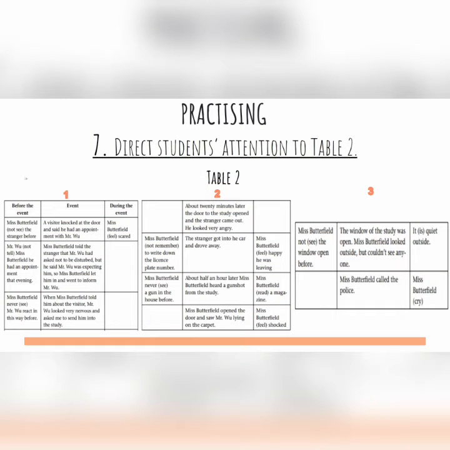Now, in step 7, we're going to direct a student's attention to table 2, the one that you're seeing right now. We're going to tell them that additional information has been added in the right and left columns, but that they will have to change the sentences to the appropriate verb tense.